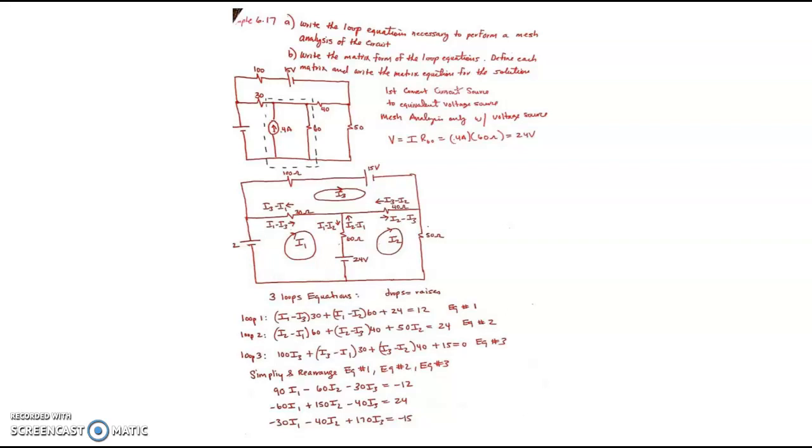So the first step is they're asking us to write the loop equation necessary to perform a mesh analysis of the circuit. So this has three loops, 3 divisions of the circuit. So we most likely are going to have 3 unknowns. So that's why they are asking us to just write the equations, okay? Not to solve it.